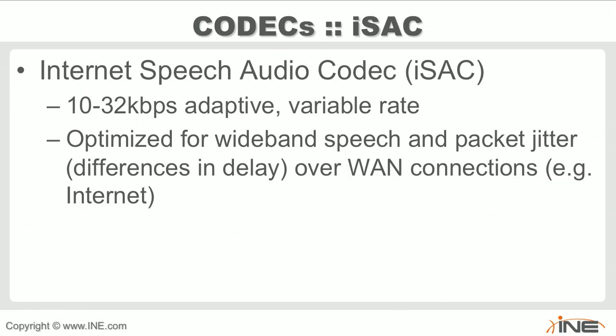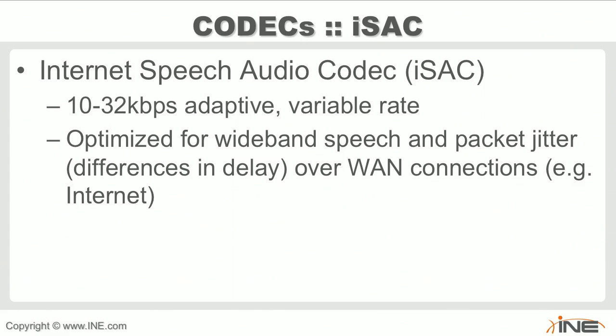This is an even newer codec, and it's a variable codec, variable rate, somewhere between 10 to 32 kilobits per second. It's adaptive, so it's going to adapt to the changing quality of the IP circuit.